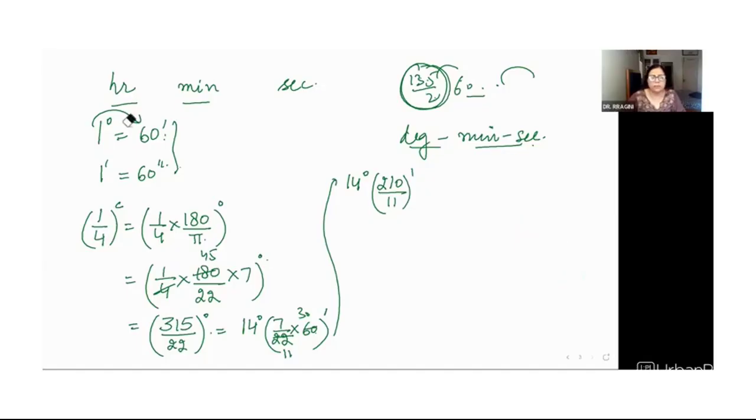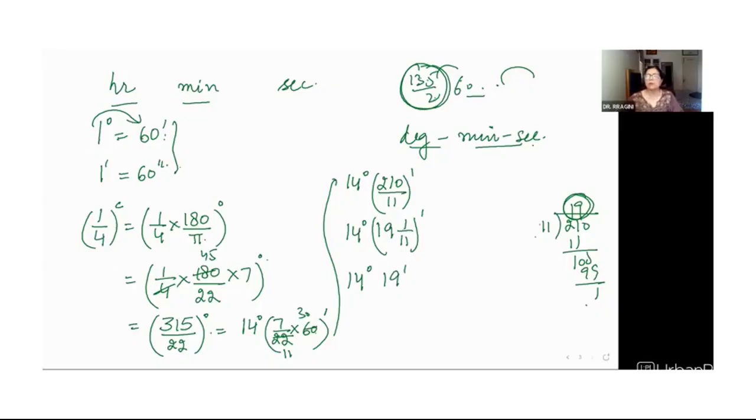So now again we have got another fraction. This is not a whole number. So 210 divided by 11. 11 ones are 11. 11 nines are 99. That means this 19 is the complete minutes. But this is a fraction, 1 by 11, which cannot be converted into minutes. Now we write it as 19 whole 1 by 11 minutes. So we get 14 degrees, 19 minutes, and this 1 by 11 is a fraction which cannot be converted into minutes.